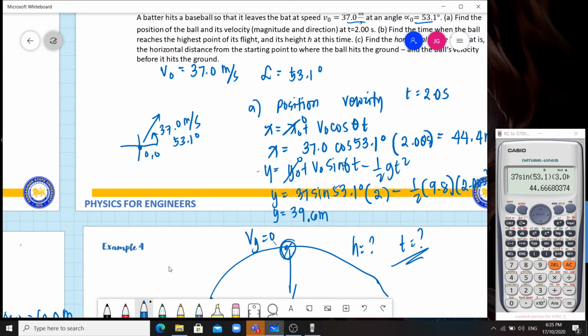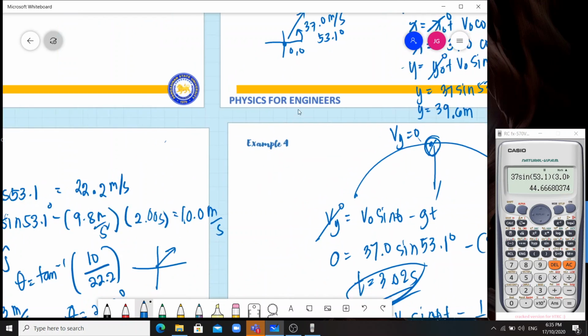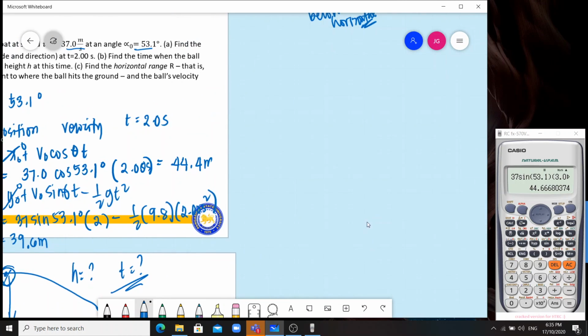So, let's proceed to letter C. Find the horizontal range. That is the horizontal distance from starting point to where the ball hits the ground and the ball's velocity before it hits the ground. So, ang hinahanap naman dito na lang tayo sa gilid. Diba kung ito yung bola, yan. Ito yung hinahanap, yung range. Okay. And then, yung velocity niya before it hits the ground. Okay?